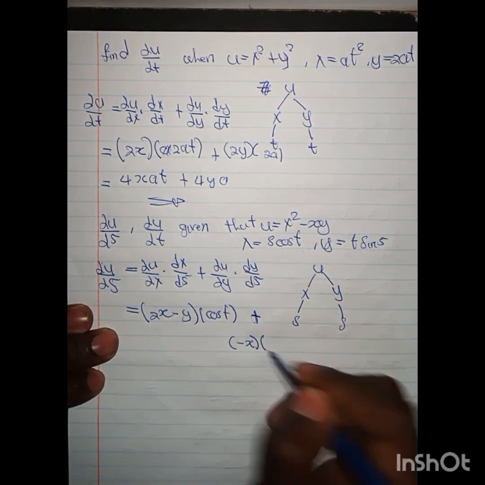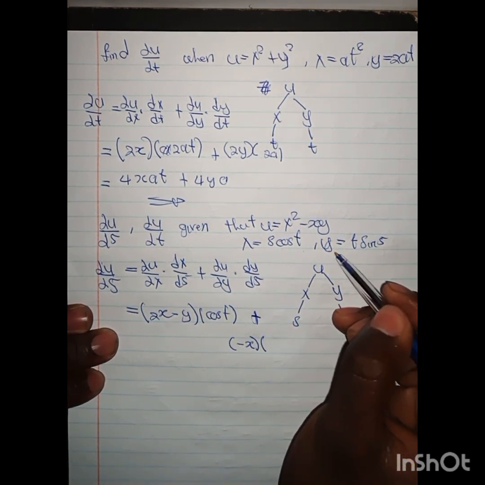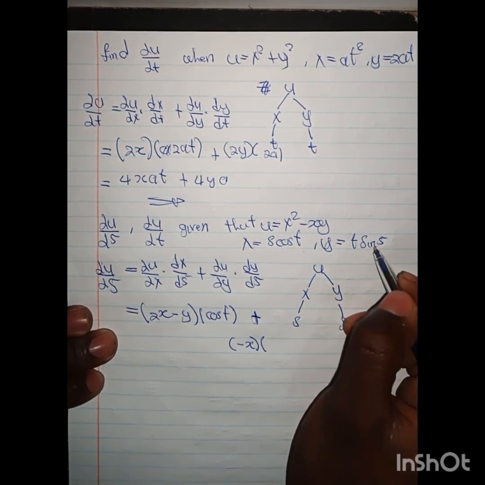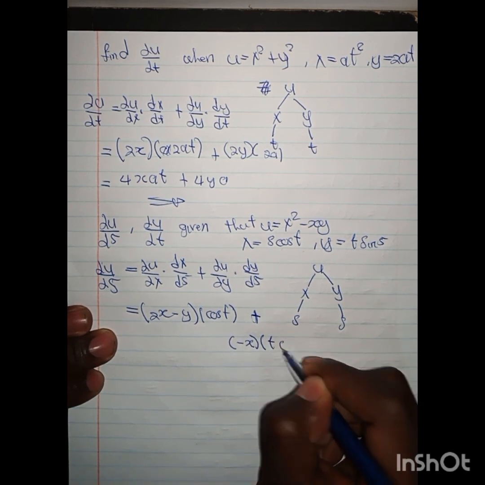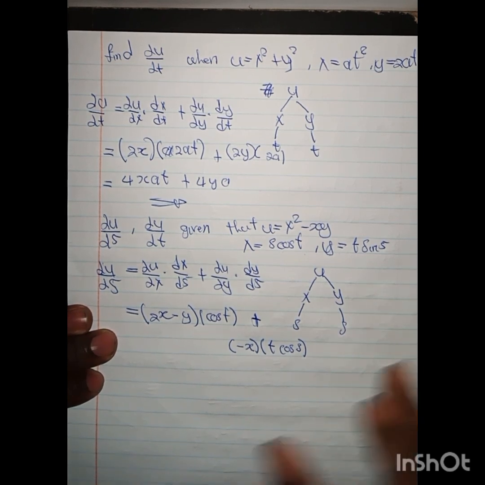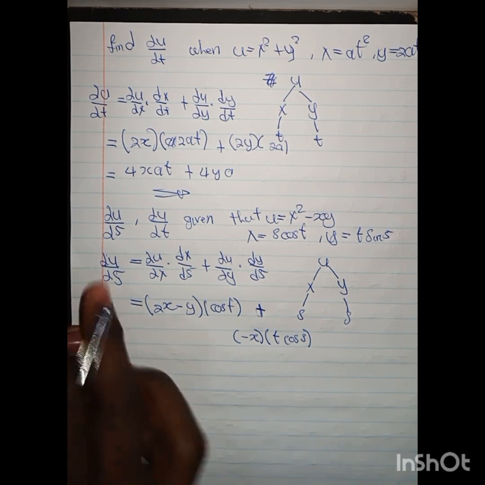And then we also have to find dy/ds. From the subfunction y, we differentiate it with respect to s, and we keep t as the constant. Then we differentiate sine s. It means we are going to have t cos s, because the differentiation of sine is cosine. So that's it for du/ds.